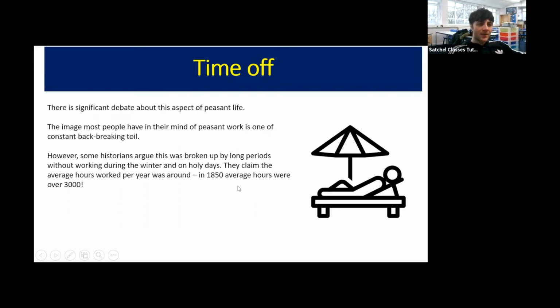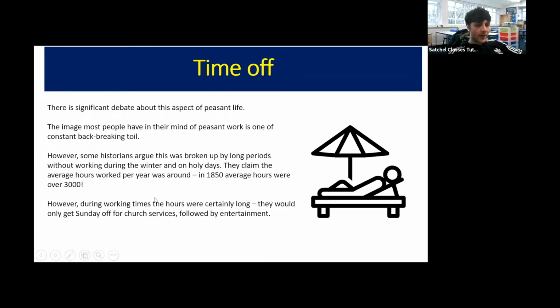And that compares to 1850, when the Industrial Revolution was happening in England, when average hours were well over 3,000. So in some respects, you could argue that peasants were potentially working fewer hours per year than even we are today, and certainly less than British workers were in 1850. However, this is a matter of debate. What's not a matter of debate is that when they were working, it was very hard.